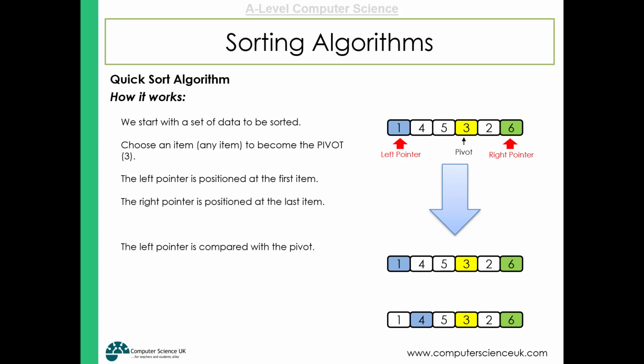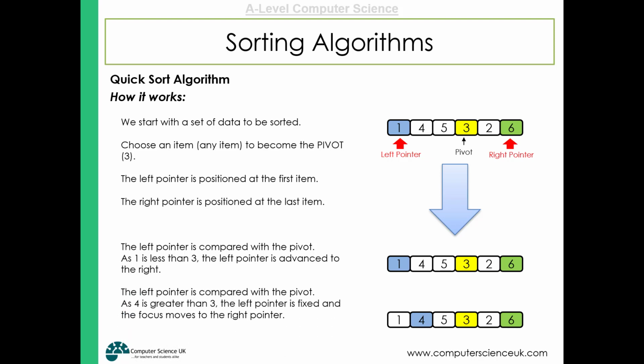Then what happens is that the item at the left pointer, in this case the number 1, is compared with the item at the pivot, which is a 3. Because 1 is less than 3, we know it is on the correct side of the pivot, so we leave the 1 where it is and advance the left pointer so we can look at the next item in the array.